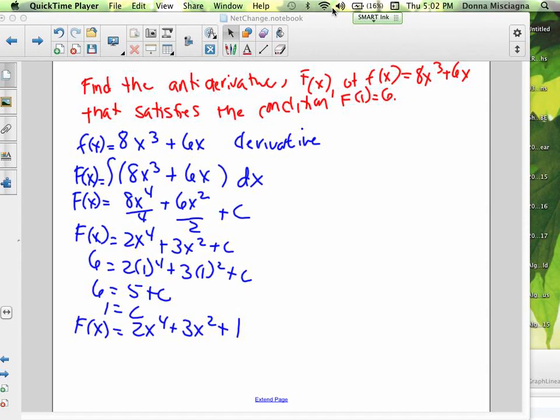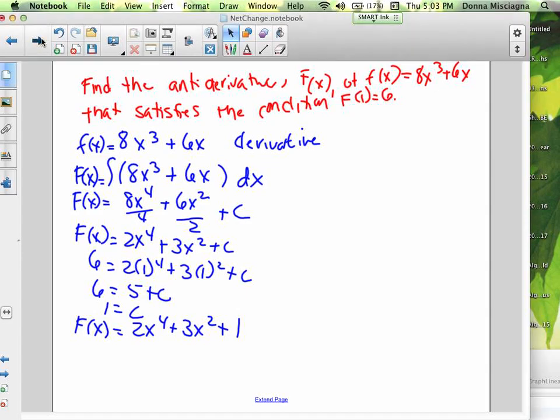So when we integrate, we have 8x to the 4th divided by 4 plus 6x squared divided by 2 plus c. All right, so that simplifies to 2x to the 4th plus 3x squared plus c. And then I plug in 1 for x and 6 for f of x, and that means that c is 1. So the function whose derivative is 8x cubed plus 6x and goes to the point 1, 6, that would be 2x to the 4th plus 3x squared plus 1. That would be the specific function. Okay. Let's look at another one.